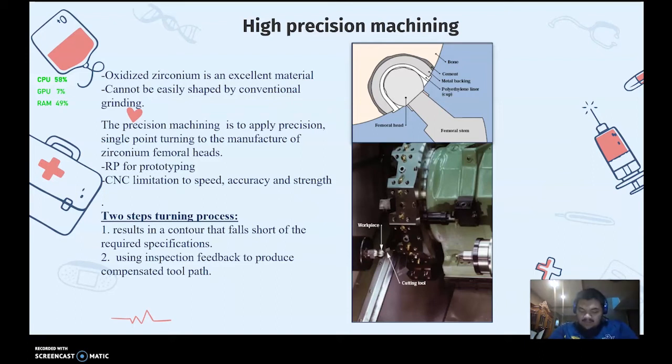Now, there are 2 steps for this method, whereby in the first step, the cutting tool produces contours or the rough shape that falls short of the required specifications. After that, it uses an inspection feedback system to calculate a path so that the tool will then proceed to smoothen the head of the zirconia on the workpiece, as you can see in the diagram.